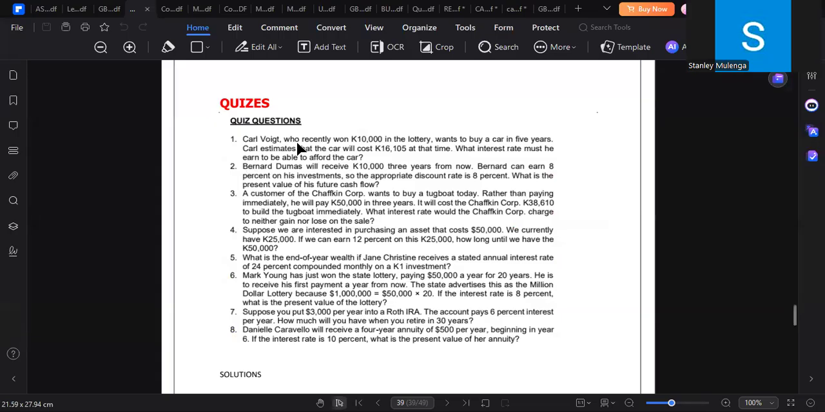Carl Vogt, who recently won a 10,000 lottery, wants to buy a car in 5 years. He estimates that the car will cost 16,000 at that time. What interest rate must he earn to afford that car? So what are we being asked to find?